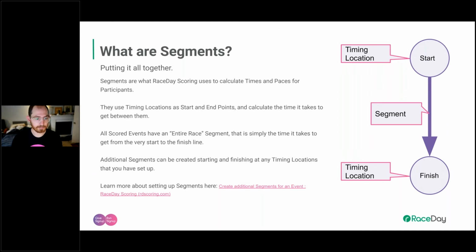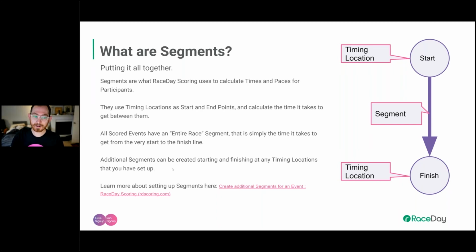And it may seem straightforward, but it gets complicated when you start adding in more segments if you're doing splits and things like that. One thing to really understand is that all scored events have an inherent entire race segment. That is simply the time it takes to get from the very start to the very finish. So when you create a scored event, in the background, the system creates an entire race segment for you that you can't really change too much, and it will be the entire race.